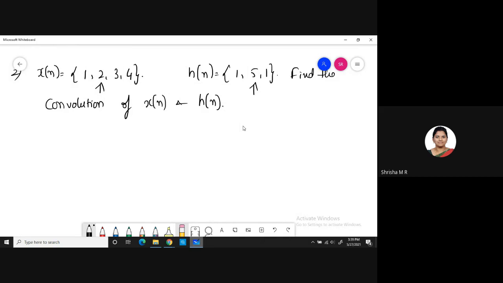The graphical method is worth 10 marks. If they ask for the graphical method, it will be given 10 marks. If they don't ask like this, you can use the normal method.